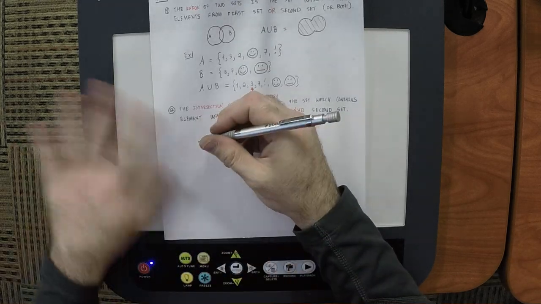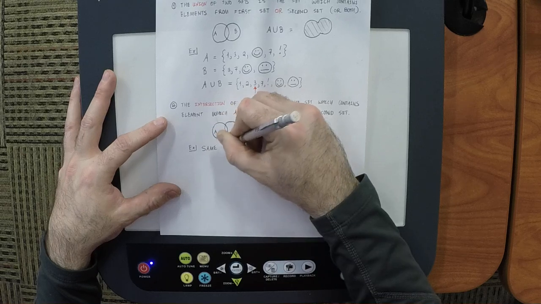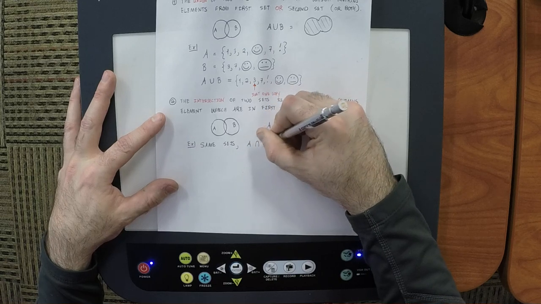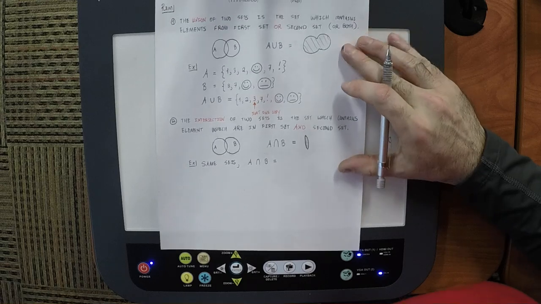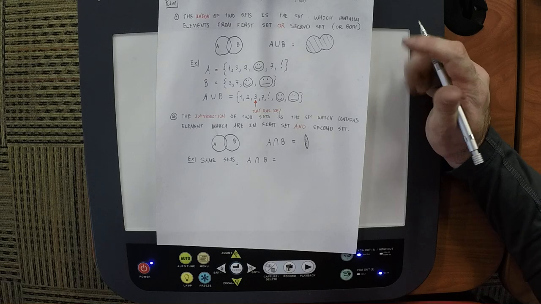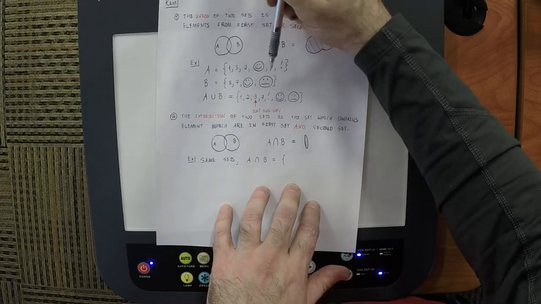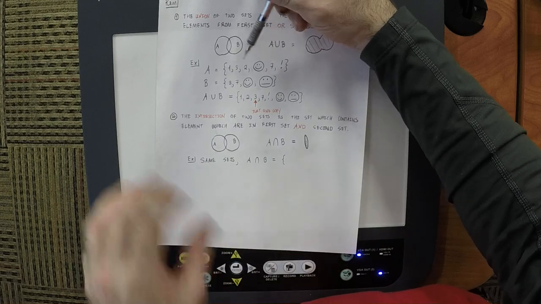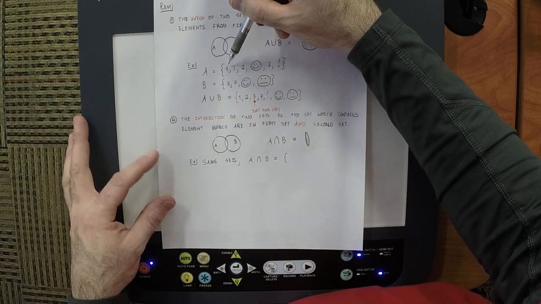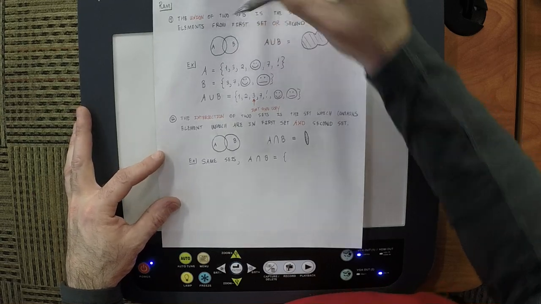Okay, so for the same A and B above, please compute A intersect B. The way you do it is you choose either set, then you start going down the line and comparing. So I see that one is in A. Is it in the intersection? No, because it is not also in B. So one's not in the intersection. How about three? Yes, three is in the intersection.